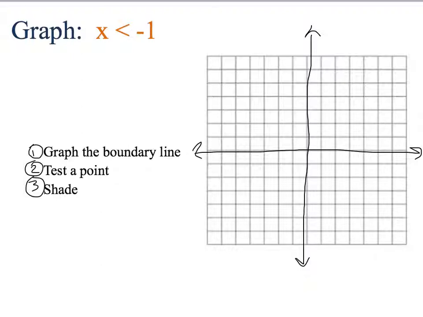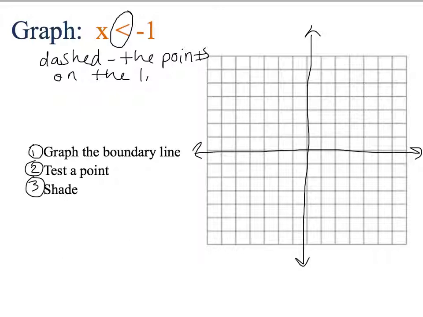Now for our last example, we have x is less than negative 1. So we have less than here. So take a second to think. Is that going to be a dashed line or a solid line, and what does that mean? So this is going to be a dashed line, and it means that the points on the line are not solutions to the equation or the inequality.